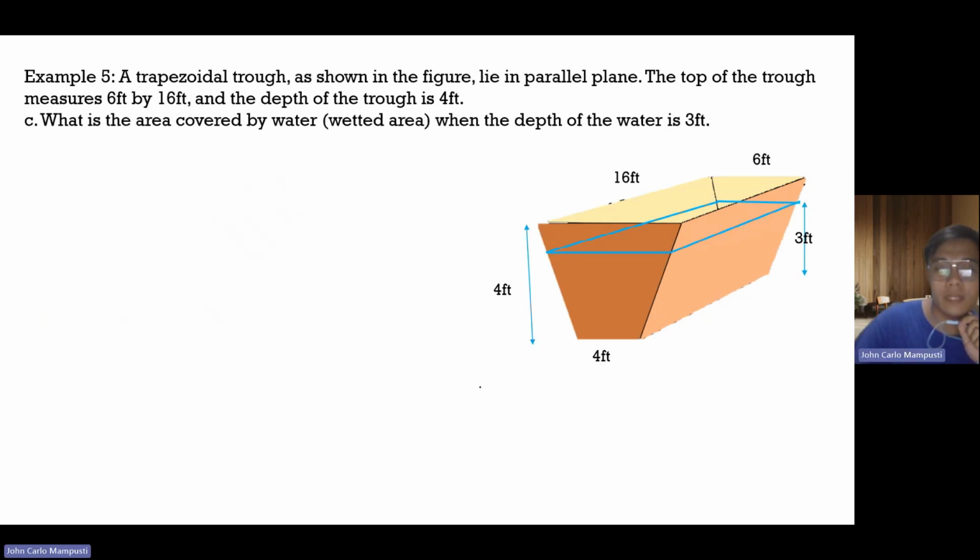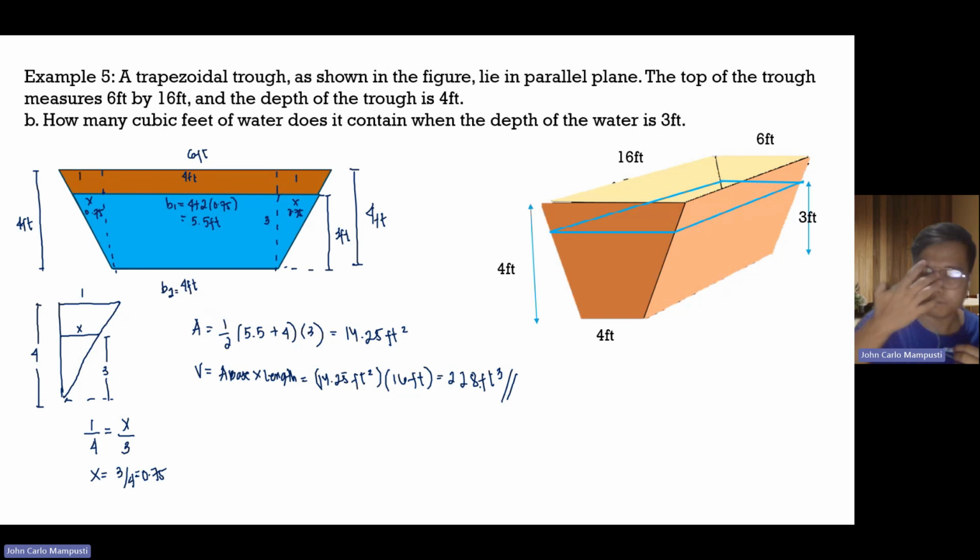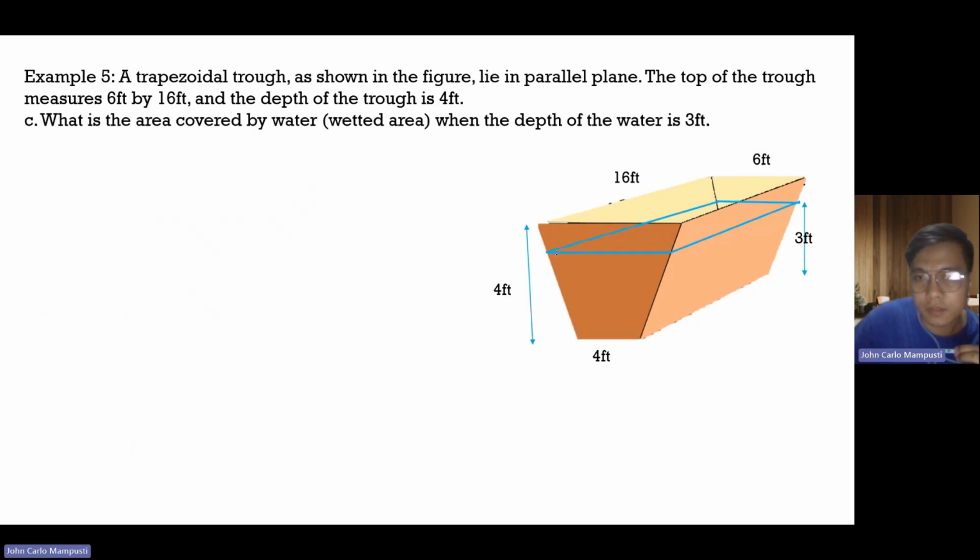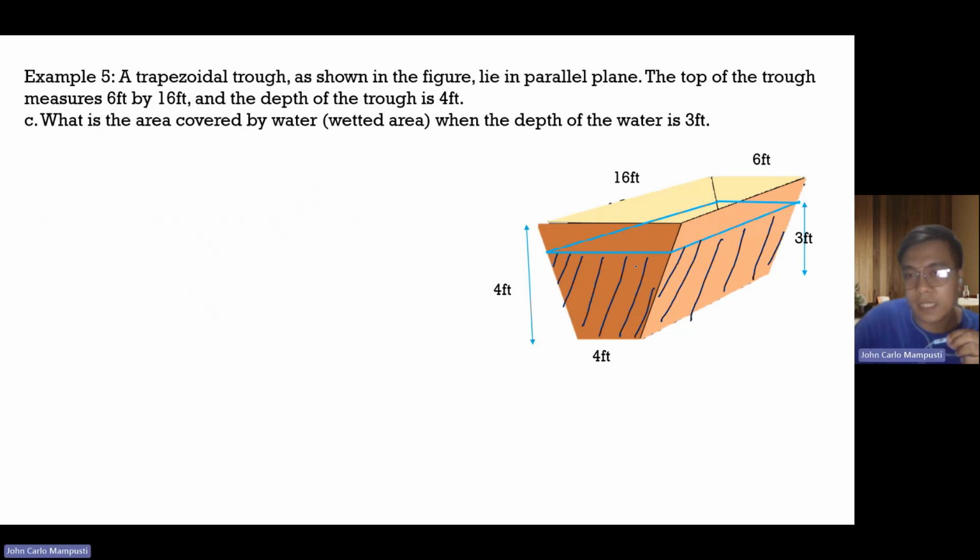Next one. Okay, meron pa tayo, no? Sabi dyan, what is the area covered by water when the depth of water is 3 feet? So, parang parehas lang siya dito sa letter B natin, pero ang tinatanong lang is yung area na wetted. So, yung area na wetted dito is ito. Sa kabila, ganyan din, plus itong lateral niya, at ganun din sa likod, no? So, ibig sabihin, we need to compute yung area nito times 2 plus area nito times 2.